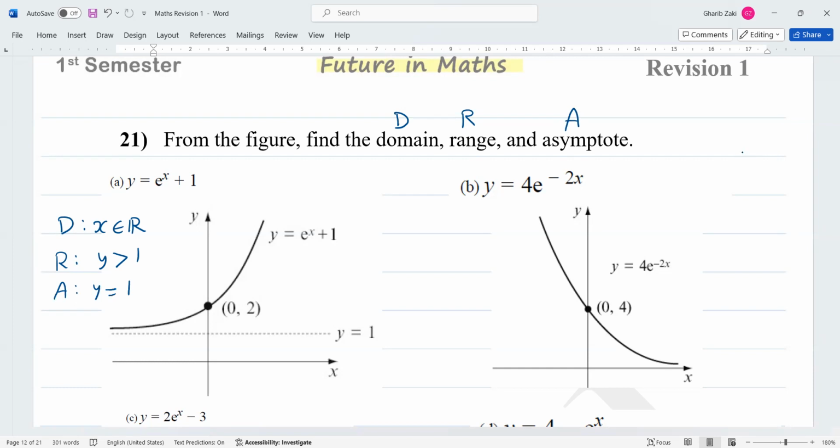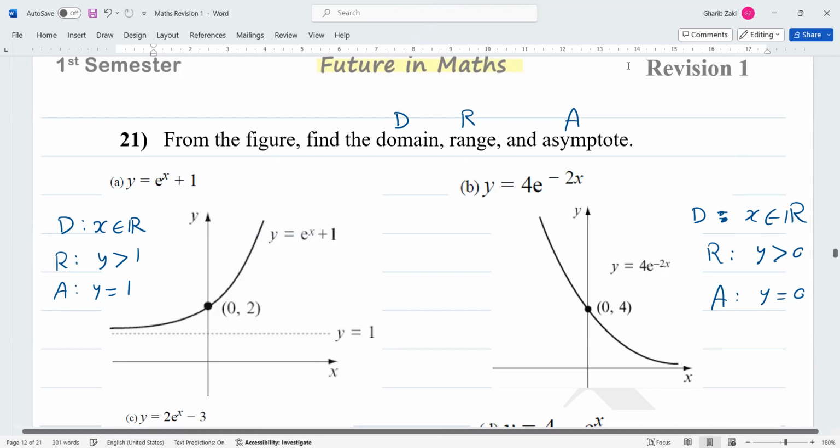Now, part B. Think with me, please. The domain of all e is x belongs to R. Now, what is the range? The range is the values of y. The curve does not touch the x-axis, so the range is y greater than 0. The asymptote is the same as the x-axis, so we write x-axis or y equals 0. Okay? Now, next.